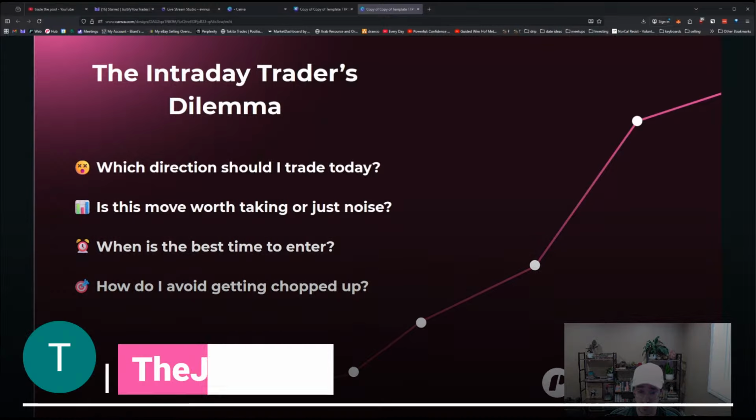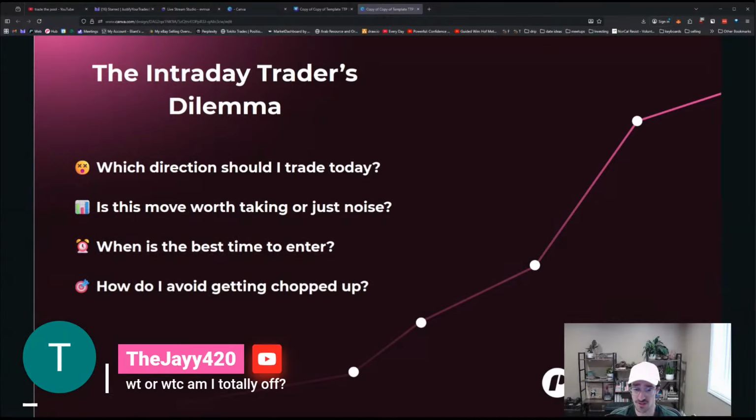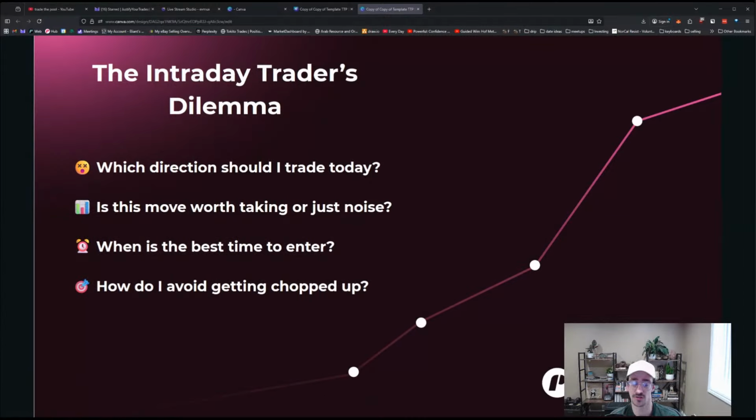Let's see, Jay saying WT or WTC. So the actual indicator on TradingView is called Wave Trend Oscillator by Krypt, K-R-Y-P-T. That's the one that I use. There's also a good one by Lazy Bear. But yeah, let's jump on in.